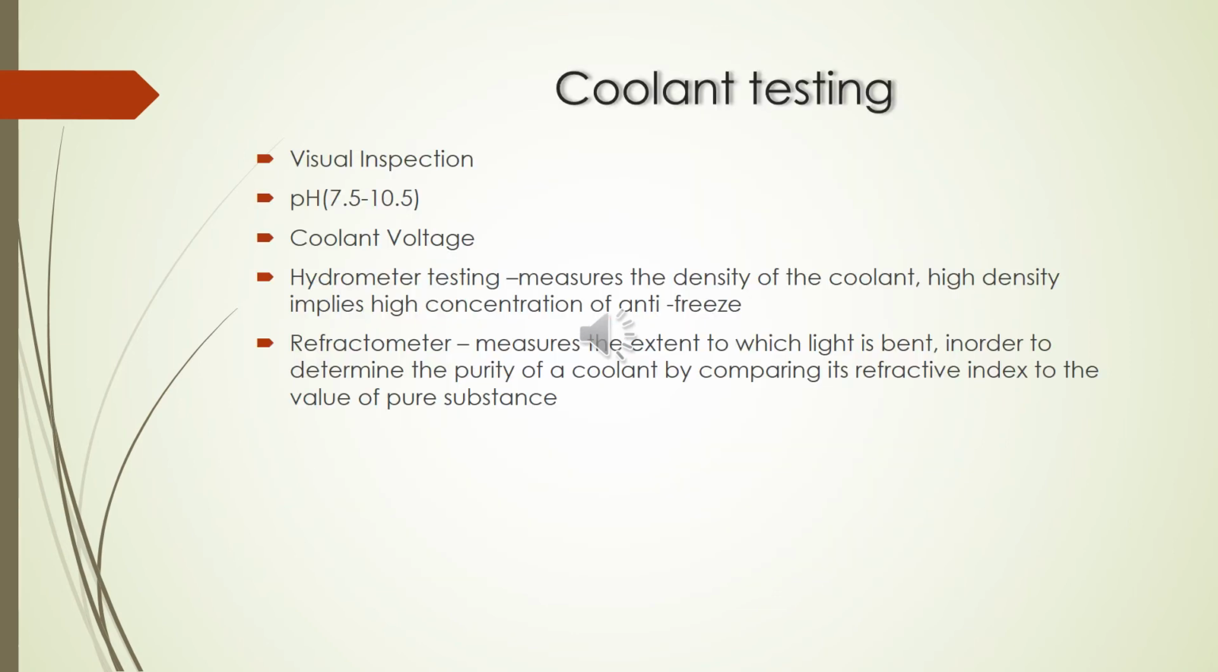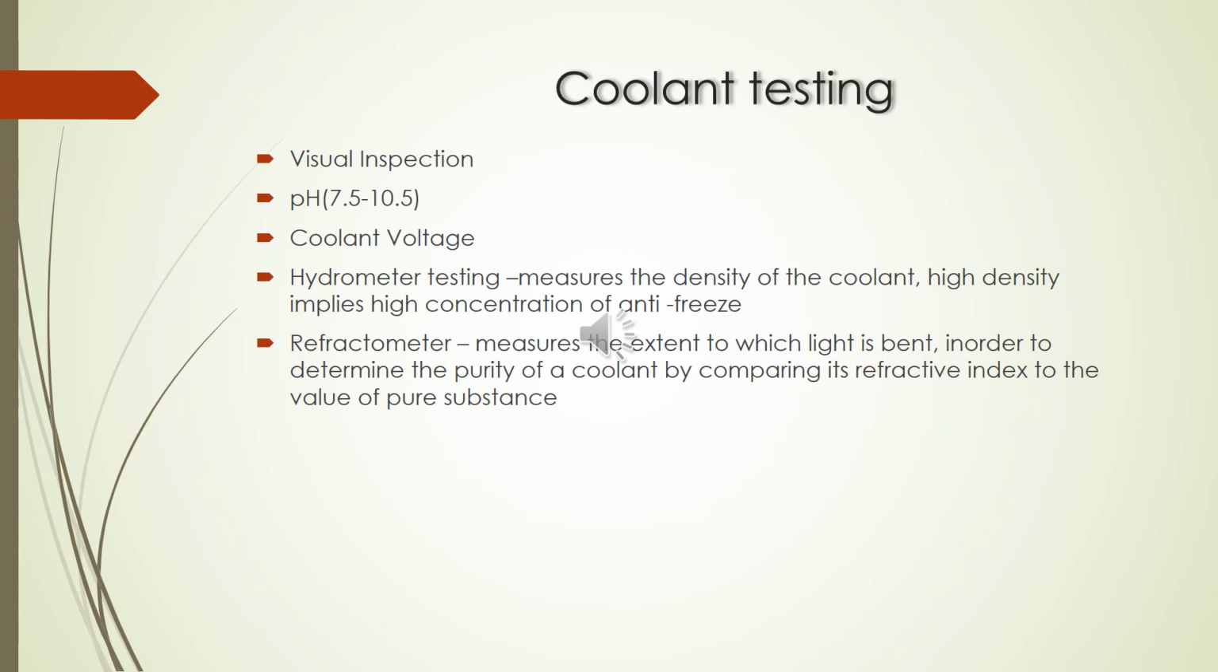I've already illustrated methods of measuring galvanic corrosion or electrolysis corrosion. Now I want to explain ways of testing the coolant, whether the coolant is good or bad, since the coolant is the primary component of the cooling system of any automobile. So these are the ways of testing coolant. Number one is visual inspection. By just checking, you can see whether the coolant is good or bad.